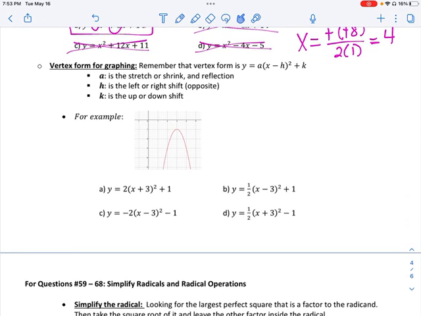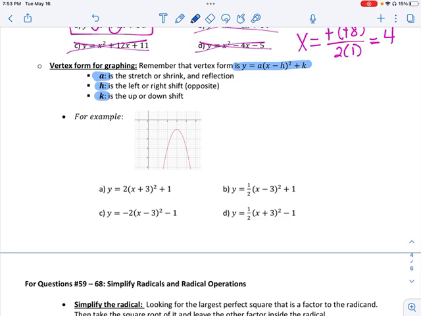Vertex form for graphing. Now, remember vertex form is here. I give you the equation of this: y equals a times the quantity x minus h squared plus k. So if we look, we have 3 values that are doing things. A, that remember is a stretch if it is a number bigger than 1. It is a shrink if it is less than 1 but greater than 0.